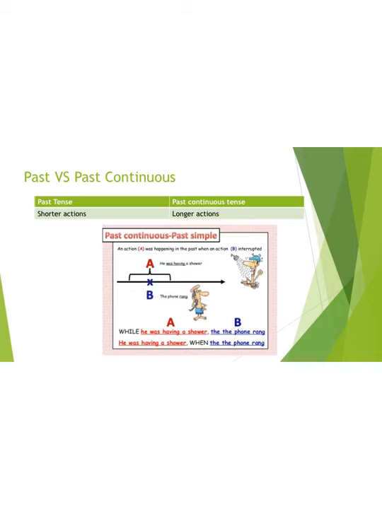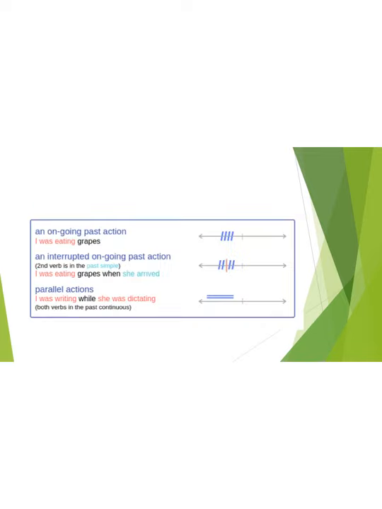While he was having a shower, the phone rang. So, for having a shower, this is obviously a longer action, and the phone rang, this is just for a moment, so this is a short action. So we use past tense for action B, and past continuous tense for action A, that was having a shower.